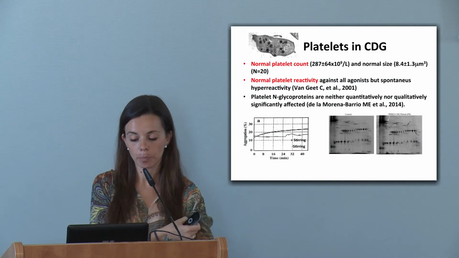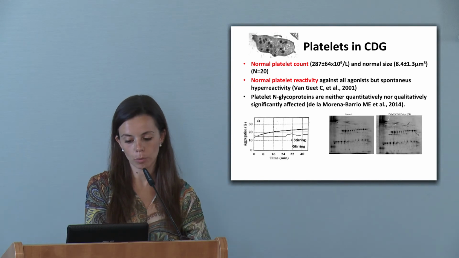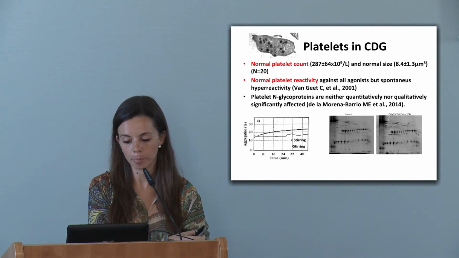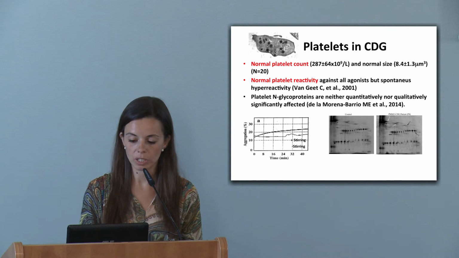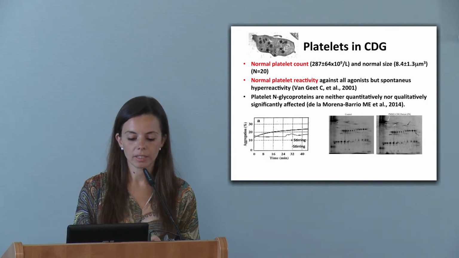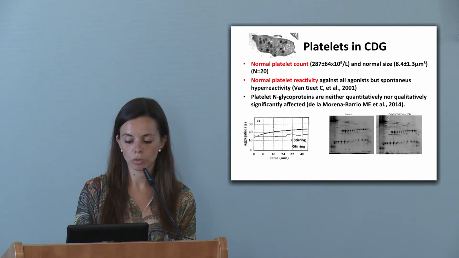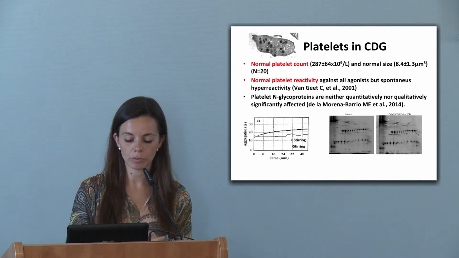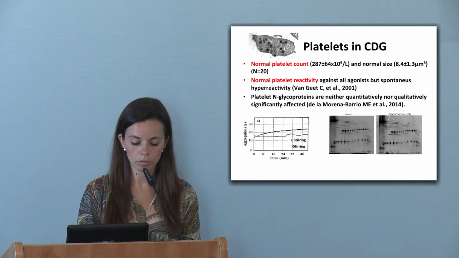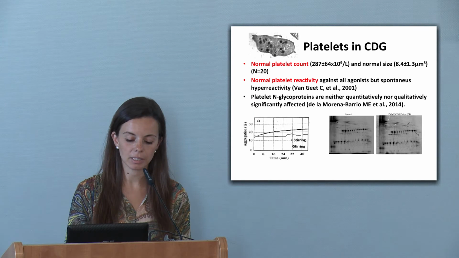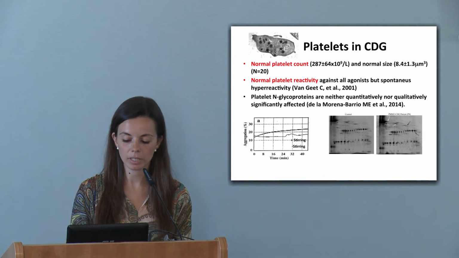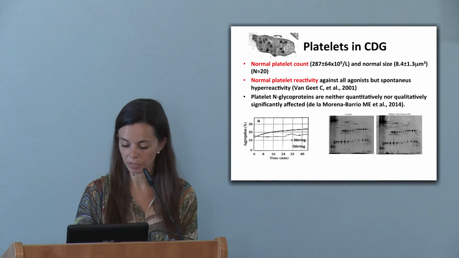If we test platelets, as we have seen before, other elements important in the control of the hemostasis, we could see that these patients have normal platelet count and normal size, and normal platelet reactivity against all agonists. And we also observed that platelet glycoproteins are neither quantitatively nor qualitatively significantly affected.